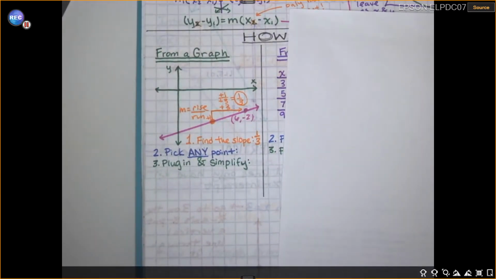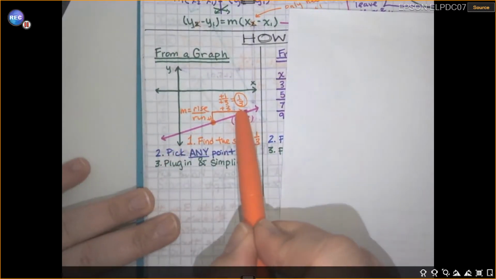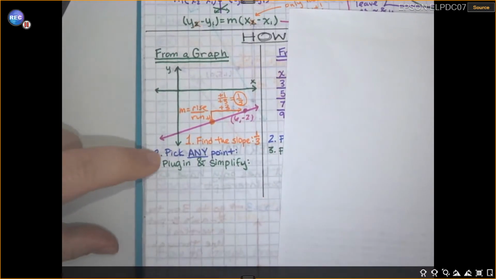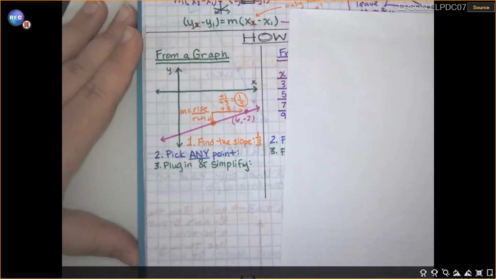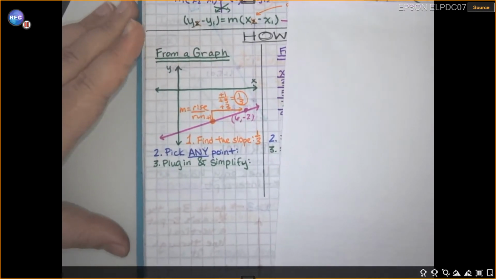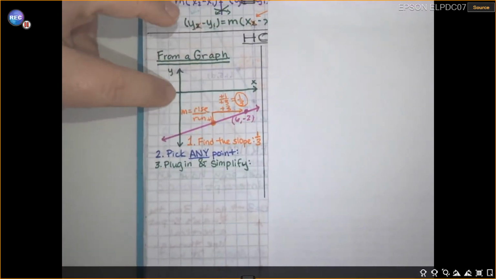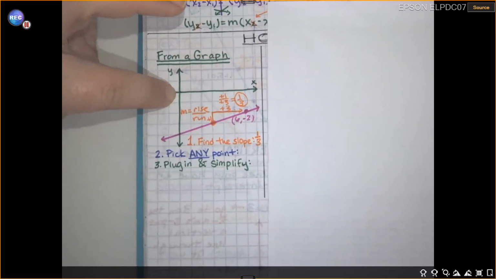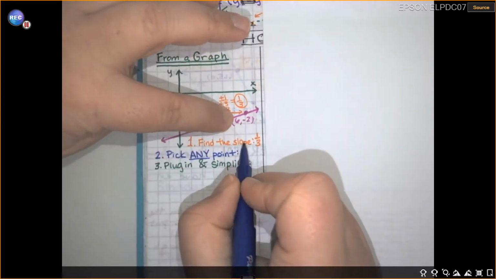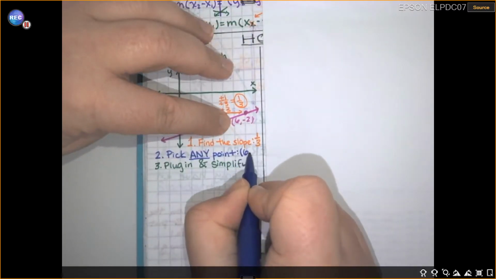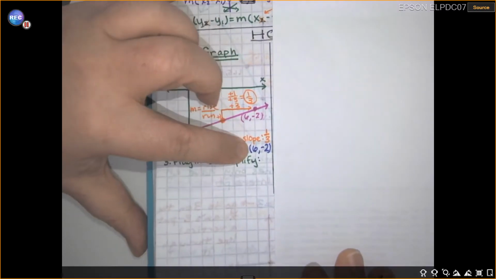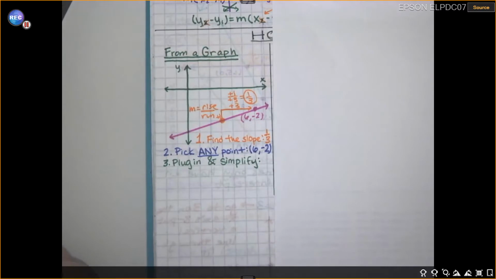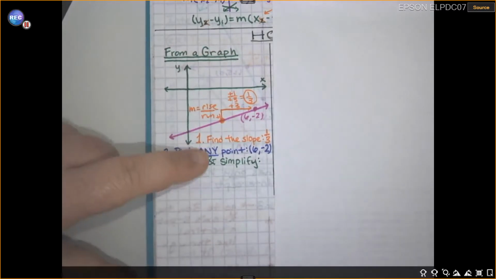Okay? And since the line is rising from left to right, it makes sense that that would be positive. Then notice it says pick any point. And now I know I say any point. It needs to be on the line, guys. You can't pick like the origin because it's not on the line. So since we're given this point, let's just use the point 6, -2. Oof, that would have been a bad thing. Okay? So now I have my slope and my point.